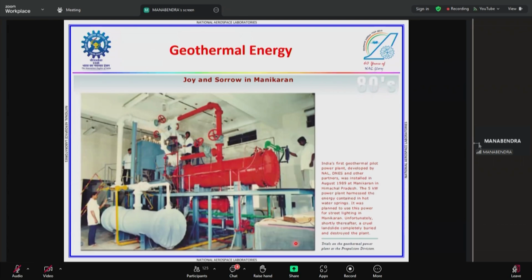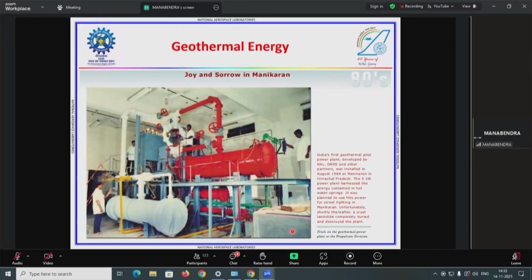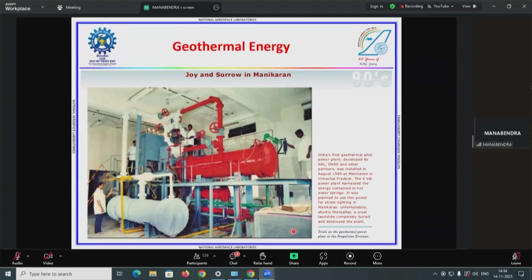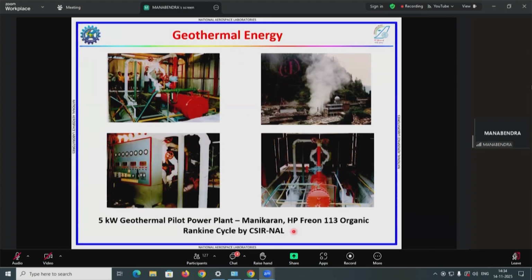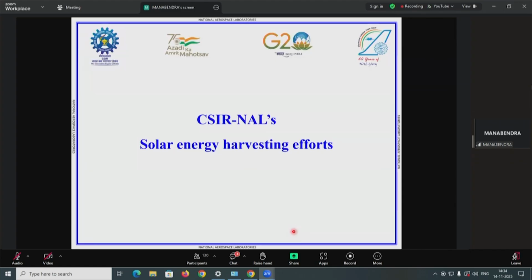So in this context, what NAL did was using the turbo machine, the entire setup was first demonstrated at NAL. I'm talking of the time around 1985, when many of us in the audience might not have even been born. During that period, this work was taken, and then an actual plant was installed at Manikaran in Himachal Pradesh. This was a 5 kilowatt geothermal power plant, which used Freon 113 as an organic fluid for the Rankine cycle. Now, having done that, the next approach was to translate the same technology for solar energy harvesting.